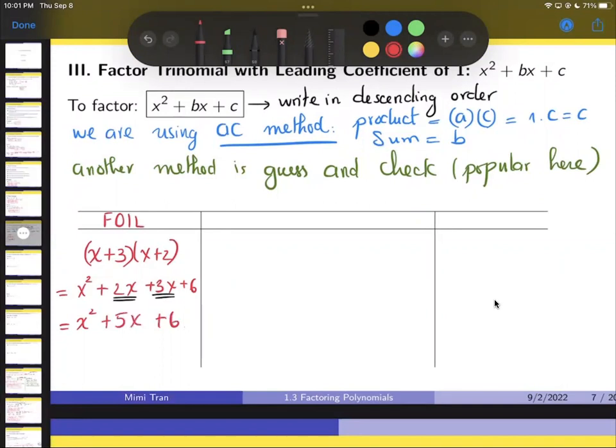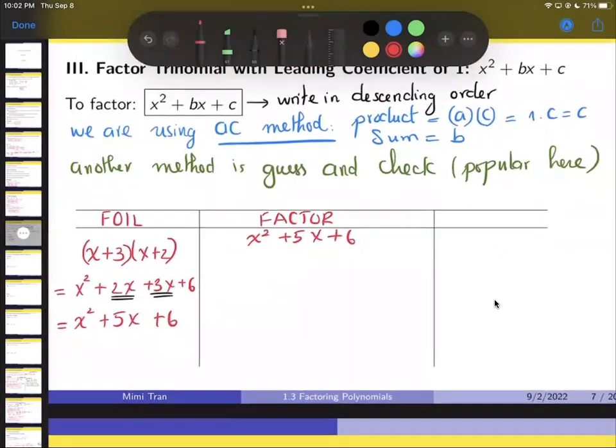Now, what if I give you, in the beginning, I want you to reverse engineer. If I give you x squared plus 5x plus 6, I want you to factor this. We're going to use the AC method. I'm going to show you how to use the AC method.